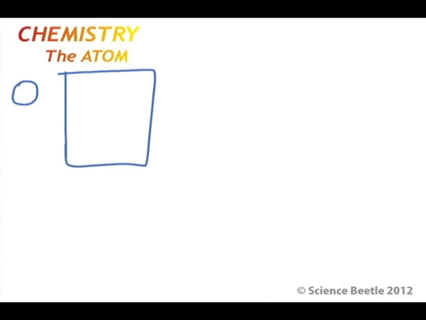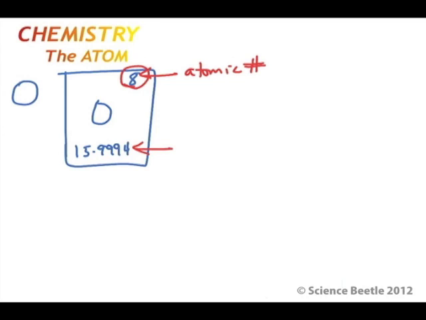periodic table chart. So pieces of information that we need to know is we need to look at this number here, and we need to look at this number here. So recall that the number at the top, this 8, is going to be the atomic number. Okay? And the number at the bottom, the 15.994, is going to be the mass number. All right?